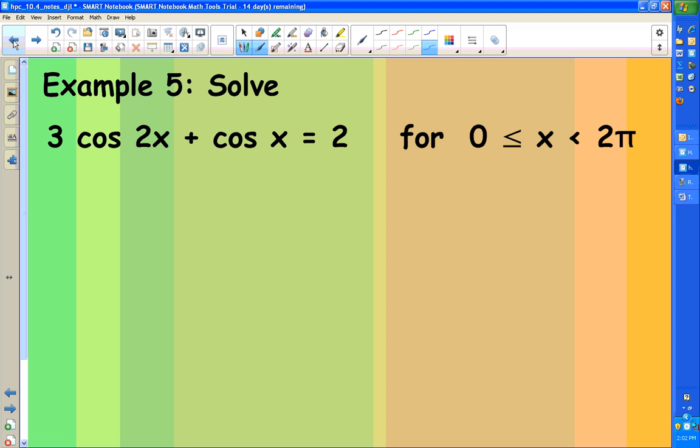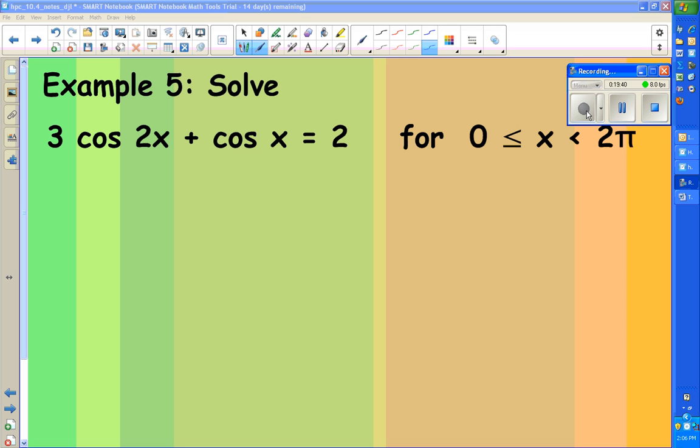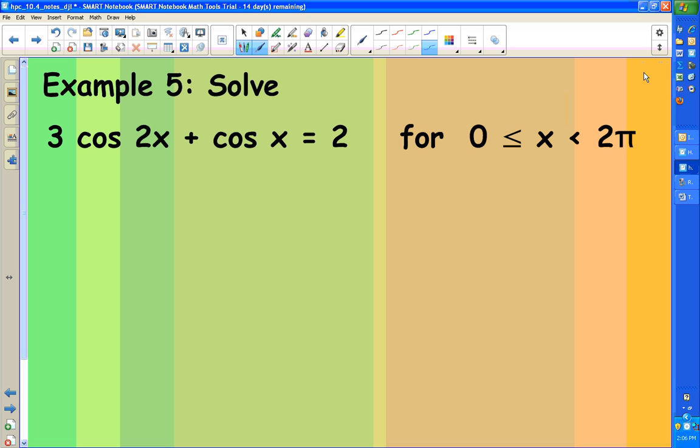So try this one. At least 6. I would say 6. Okay, so what do you want to substitute for the cos 2x?